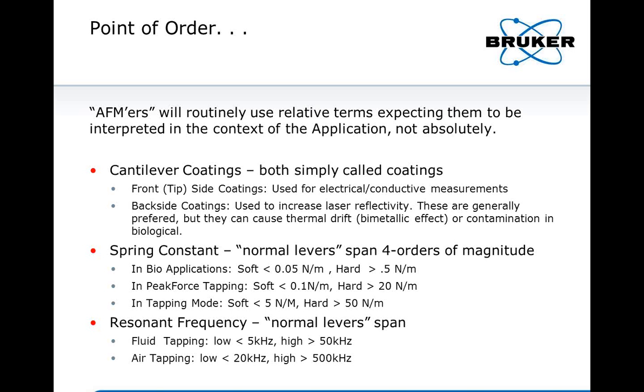Coatings on probes have several different purposes. In the context of an electrical mode, such as TUNA, this may be a conductive coating on the probe to allow for a better signal. This would be a front-side coating. Other examples of coatings would be carbon or DLC on a probe to extend the probe lifetime. Most probes also use a backside coating to increase their laser reflectivity, the amount of signal that reaches the photodetector.